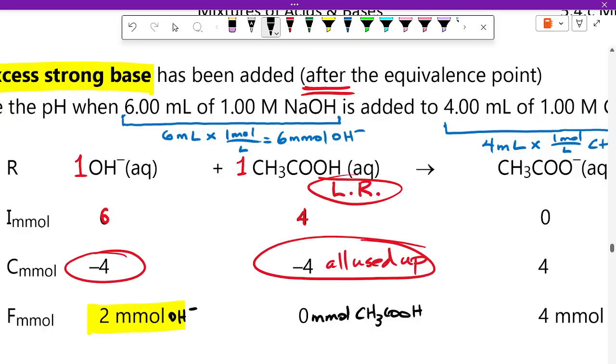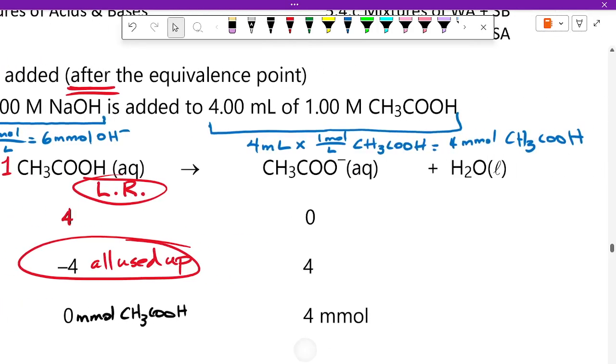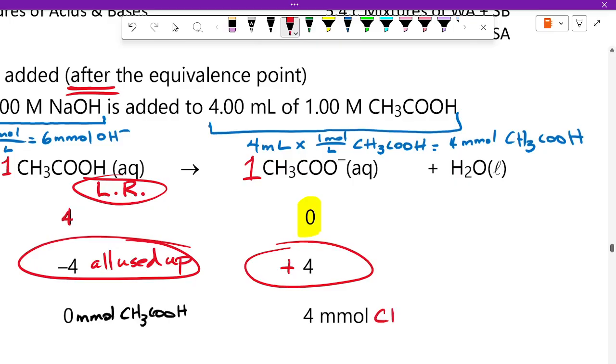And on the other side of the equation, we have ripped a hydrogen off of the acetic acid, so we're left with acetate. The acetate started at 0, and it had to go up by 4 because it's 1 to 1 to 1. So we have 4 millimoles of CH3COO minus.